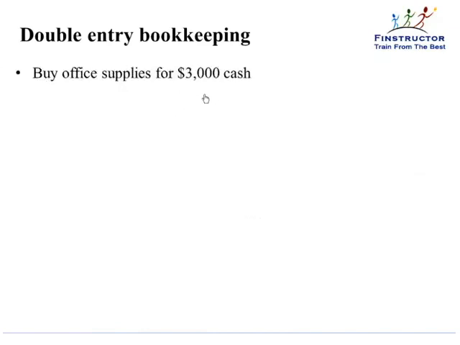Buy office supplies for $3,000 in cash. So cash account, that is an asset account, will go down by $3,000, but another account, that is expenses, will go up by $3,000. These expenses going up will reduce my net profit and eventually reduce my equity, that is the retained earnings, will be lower to the tune of $3,000.